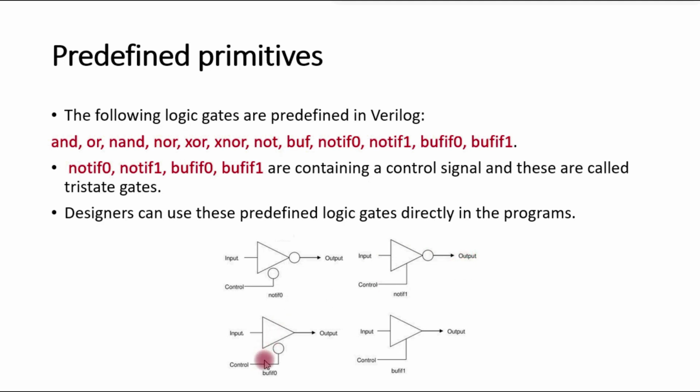Similarly, for buffer circuits, when the control signal is at logic 0, then the output will be equal to the input signal. It means it is simply passing the signal from input to output, but the operation depends on the control signal. When control is at logic 0, then it simply passes the logic. Otherwise, at the output, a high impedance value will be there. Similarly, for bufif1, when the control signal is at logic 1, then the output is equal to the input signal.